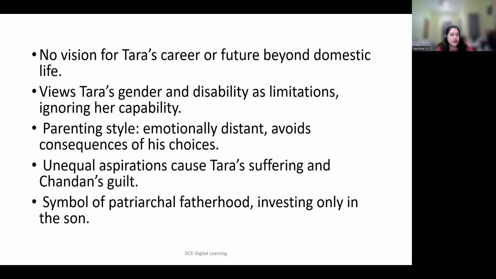He views Tara's gender and disability as limitations, ignoring her capability. His parenting style is emotionally distant, avoiding the consequences of his choices. Unequal aspirations cause Tara's suffering and Chandan's guilt. The parent becomes a symbol of patriarchal fatherhood, investing only in the son.